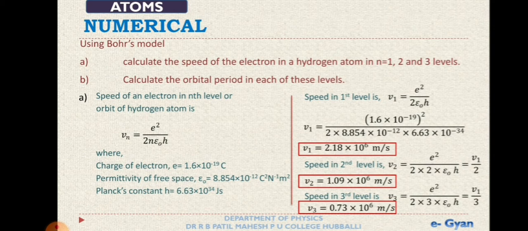We have found the values of speed of an electron in first level, second level and third level of hydrogen atom. Let's move on to the solution for section B.